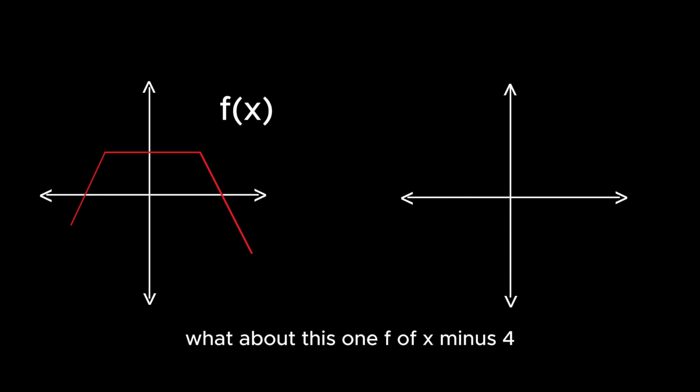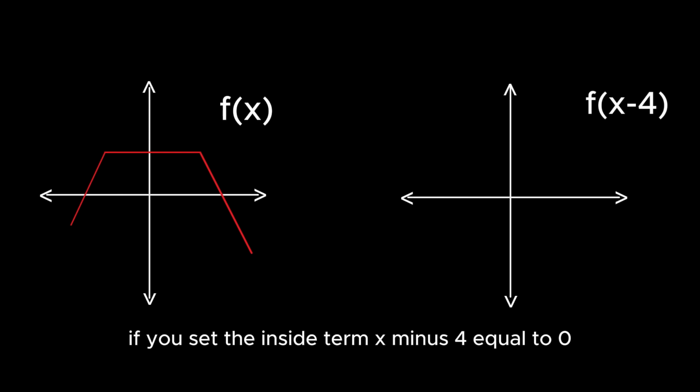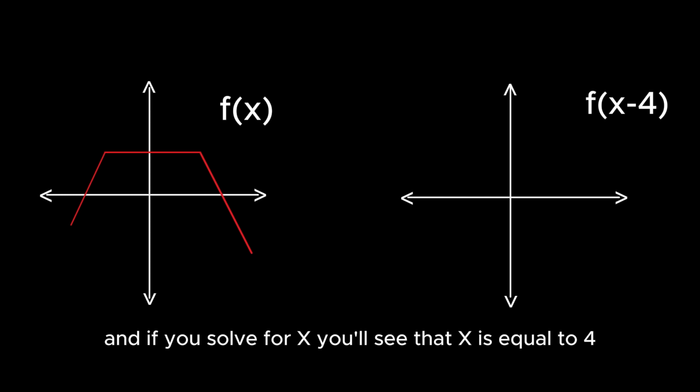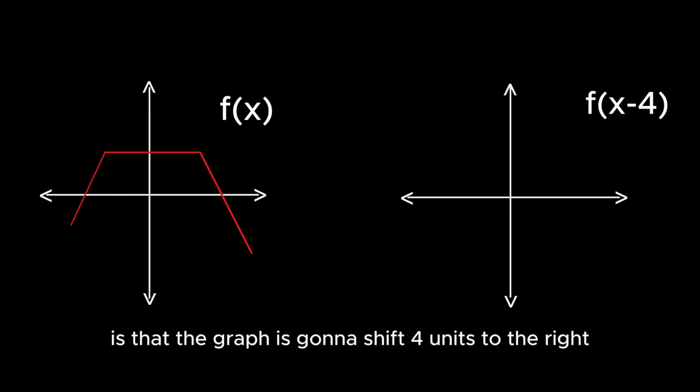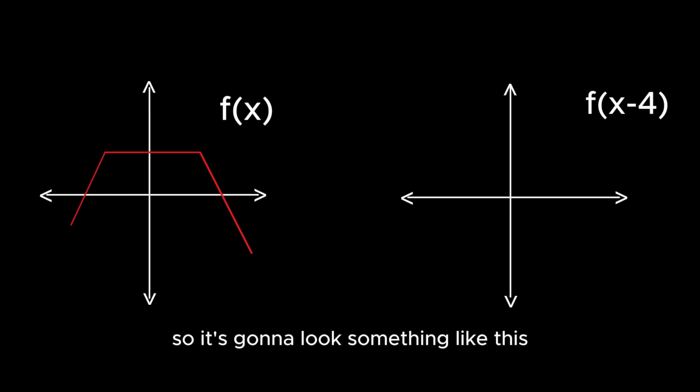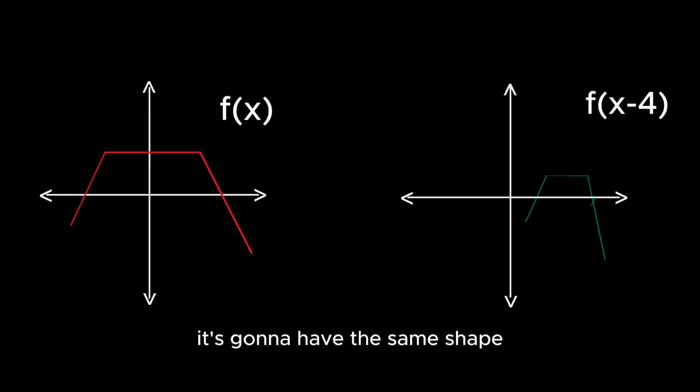What about this one? f of x minus 4. If you set the inside term x minus 4 equal to 0 and solve for x, you'll see that x is equal to 4. So what this tells us is that the graph is going to shift 4 units to the right. So it's going to look something like this. It's going to have the same shape. It's just shifted 4 units to the right. That's it.